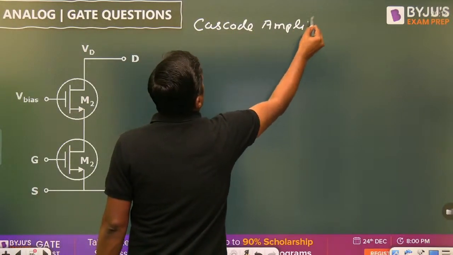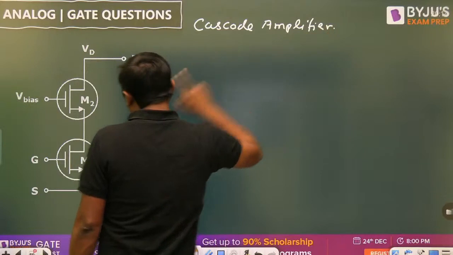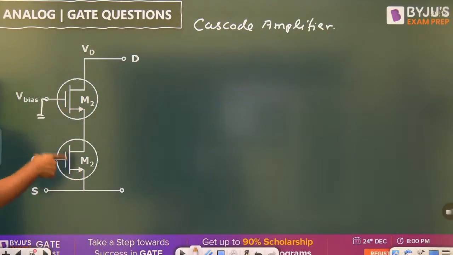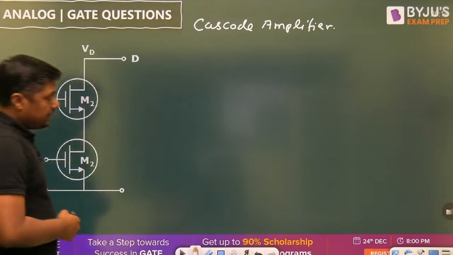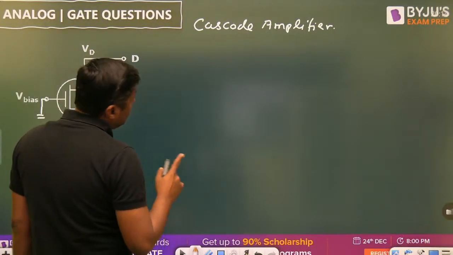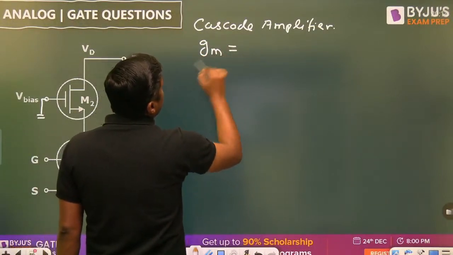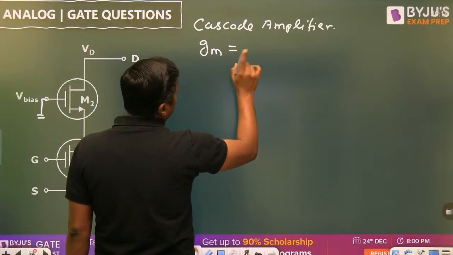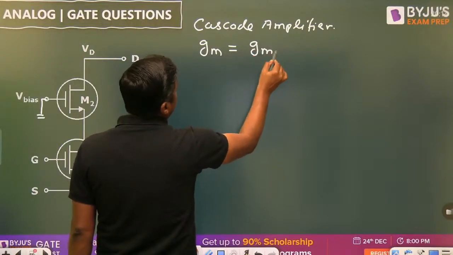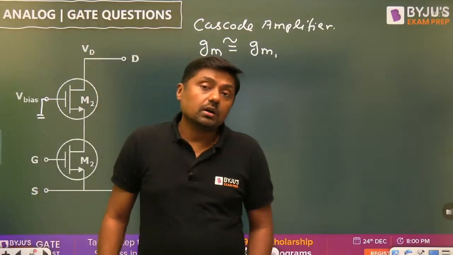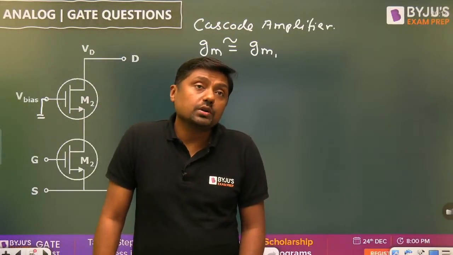Where common source is followed by common gate. This terminal is common. Common source is followed by common gate. Right? But we will solve this question. And remember, the overall transconductance is nothing but GM1. This is the direct answer for the cascade amplifier. But how can we find the output resistance for this?